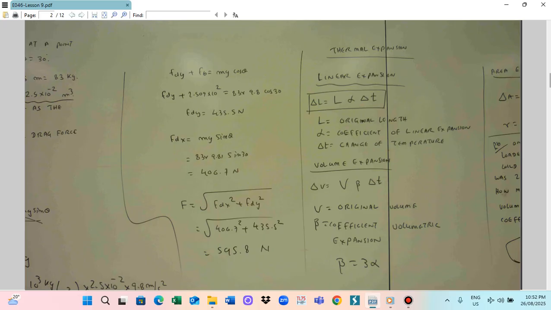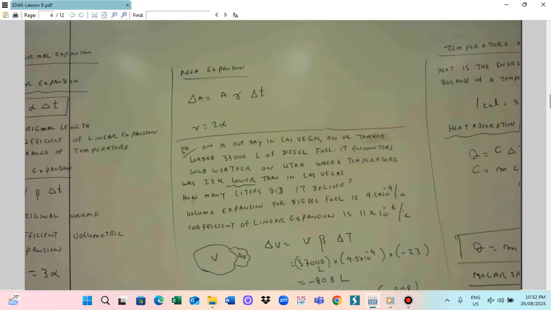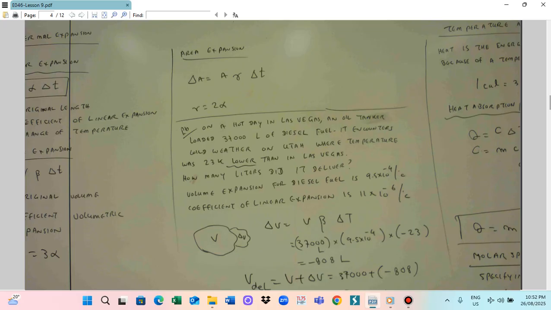And similarly, the area expansion can also be calculated. Area expansion: delta A is equal to A gamma delta T. So gamma is 2 alpha. A is the original area, delta A is the change of the area, and gamma is the coefficient of area expansion. So the linear, volume and area expansion can be calculated by those formulas.